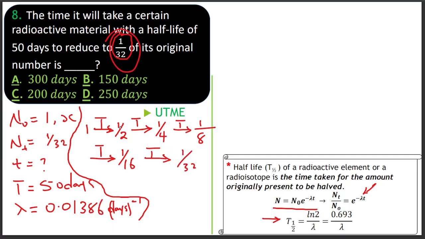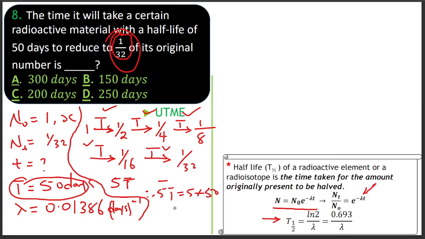So count how many half-lives we have. 1, 2, 3, 4, and 5. So we have 5 half-lives. Since I know that 1 half-life is 50 days, therefore 5 half-lives will be equal to 5 times 50, which will give us 250 days. So this is the correct option, that is D.